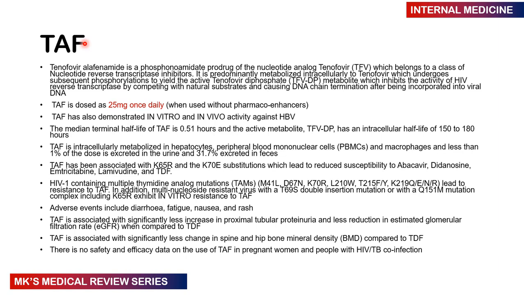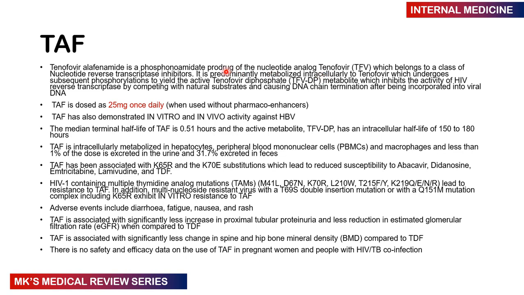Then the next drug is Tenofovir Alafenamide, which is pretty much a phosphonoamidate prodrug of the nucleotide analog tenofovir. So it belongs to, of course, the class of nucleoside reverse transcriptase inhibitors, and it's predominantly going to be metabolized within the cells. Now remember that it's going to be metabolized to form tenofovir, which is of course going to undergo subsequent phosphorylations to yield an active form of tenofovir, which we call tenofovir diphosphate. Now, this metabolite is the one that's going to be active against HIV and actually blocking the reverse transcriptase, competitively inhibiting the reverse transcriptase and causing the chain termination. I talked about all this in a lot of detail.